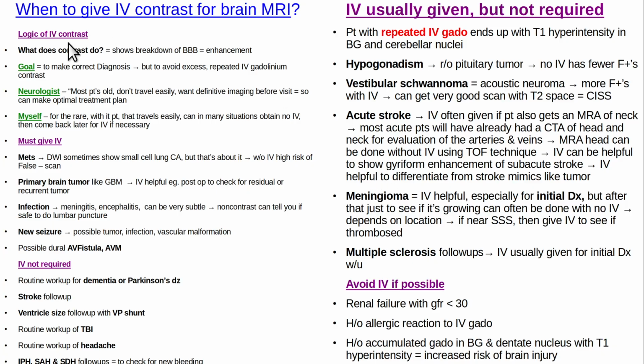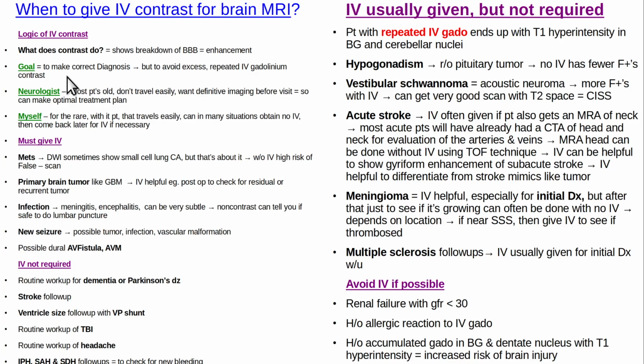So first of all, what's the logic of IV contrast? It shows you where there's a breakdown in the blood-brain barrier. Breakdown in the blood-brain barrier will then enable the contrast to be taken up. Where the blood-brain barrier is intact, it won't be taken up. And when contrast is taken up in the tissue, and you can see it on imaging, that's called enhancement. So where there's pathology, disease, that's abnormal enhancement.